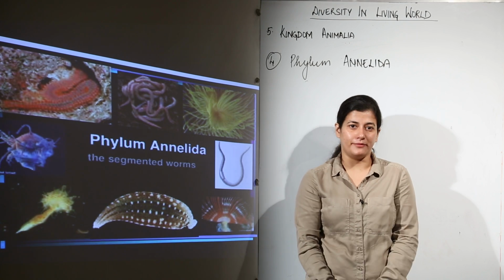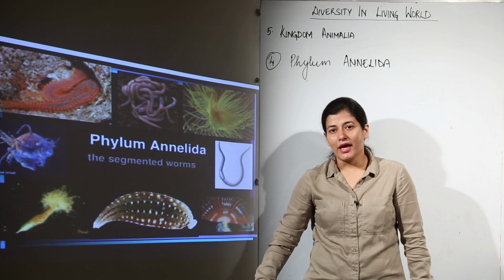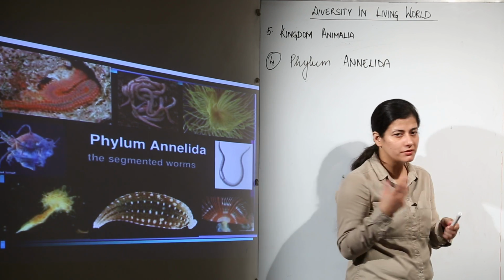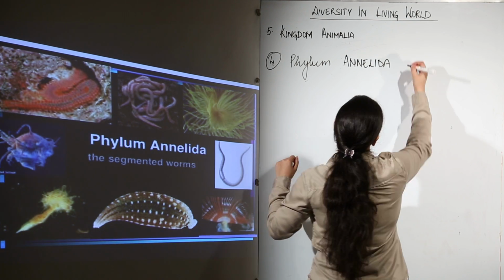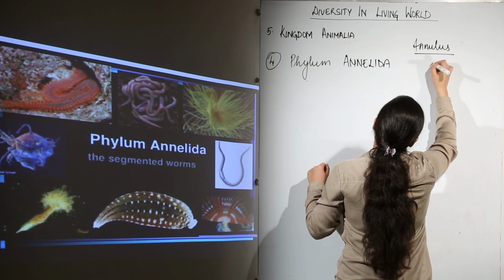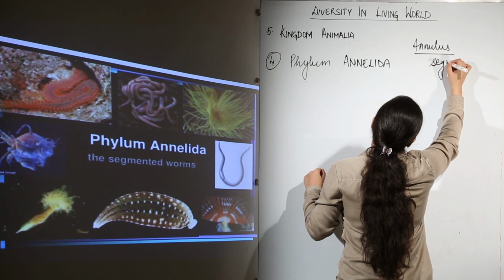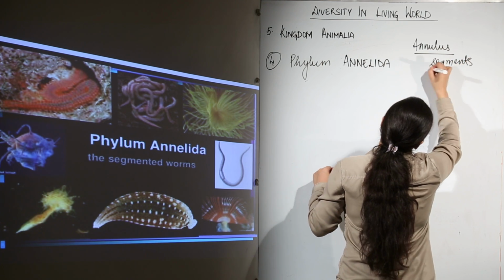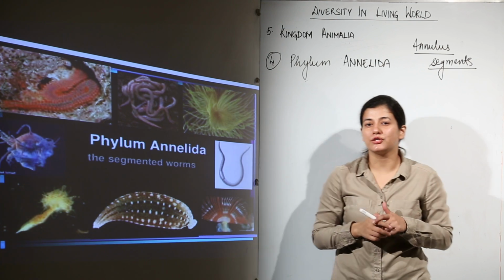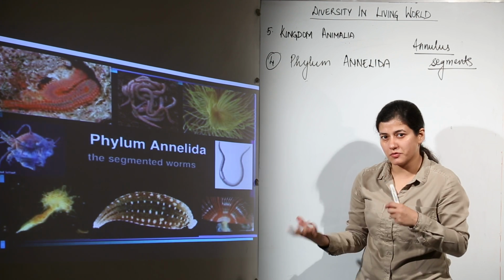The next phylum happens to be Phylum Annelida, and over here also the name itself can be a little bit depictive. Annelida is derived from the word annulus. Now what does annulus mean? Annulus means segments. Okay. Now another word, segmentation. We have to introduce ourselves to this word, segmentation. What is segmentation? What is it going to be all about?